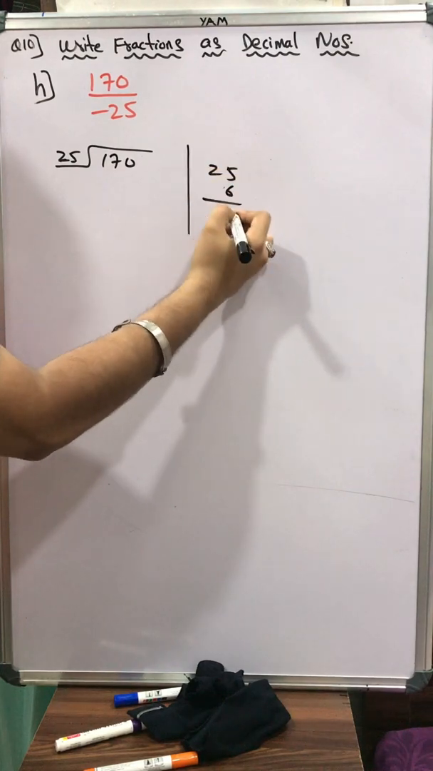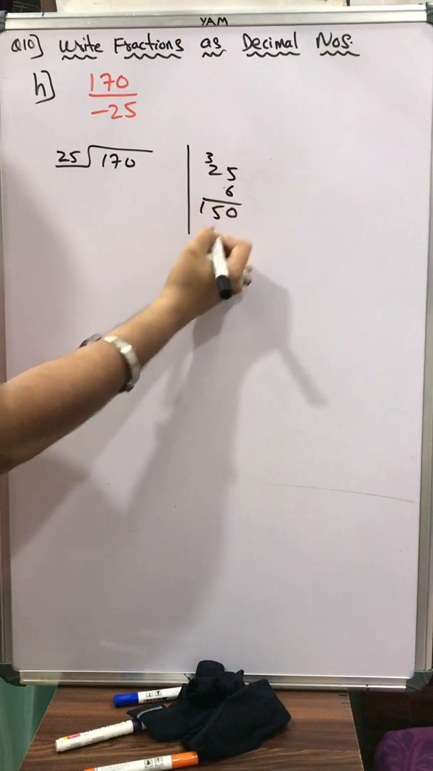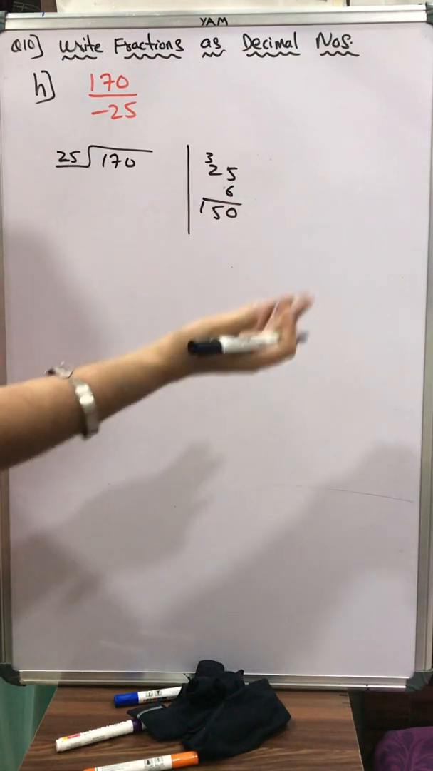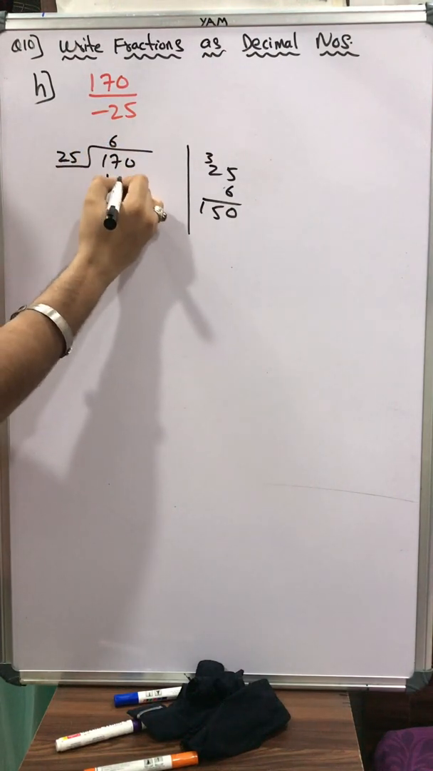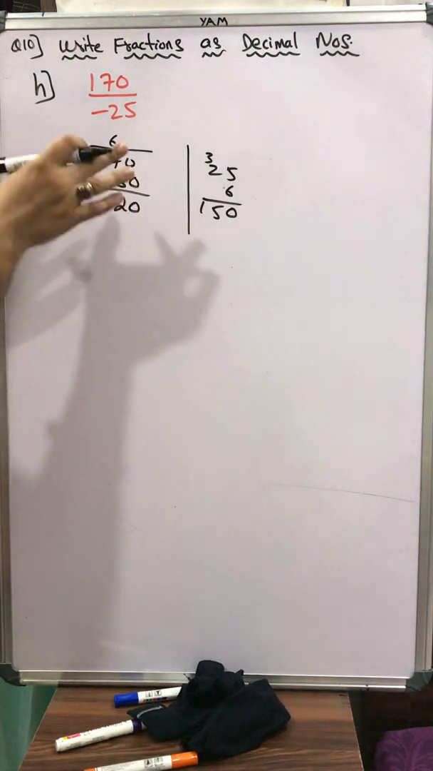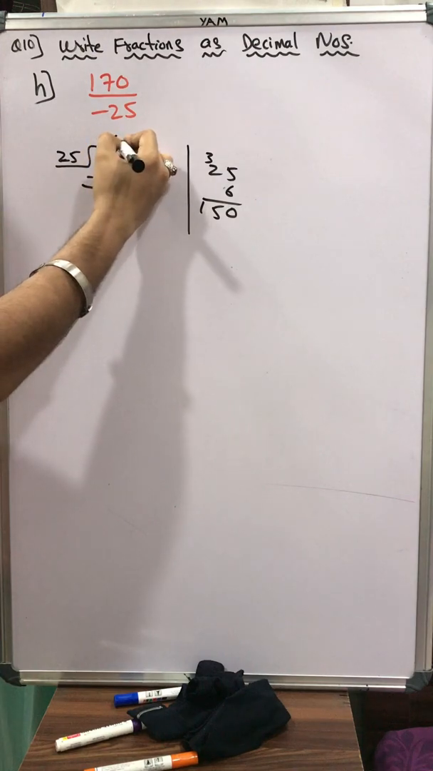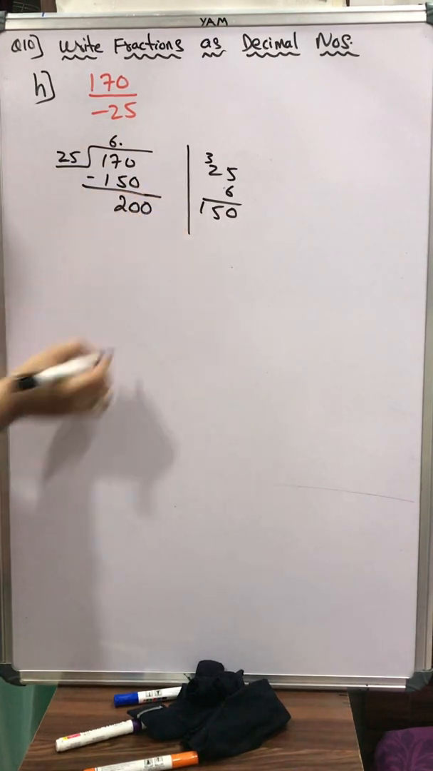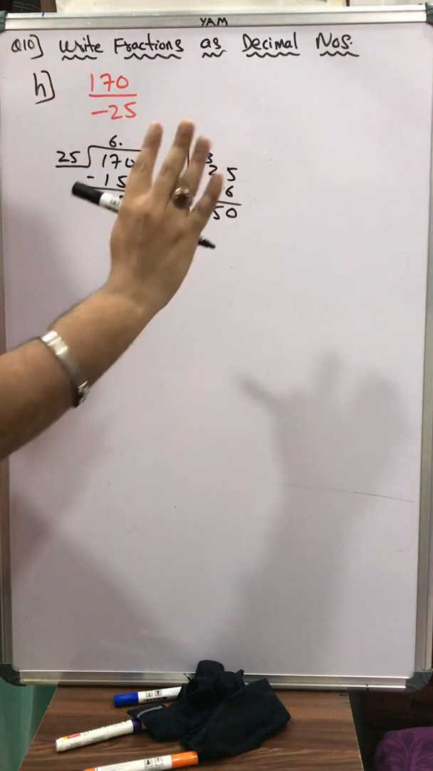25 6s, 6 5s, it's 30. Carry over 3. 6 2s, 12, 13, 14, 15. And if I add one more 25, it goes to 175, but here it is 170. So 25 6s is just 150, minus, 20 is remaining. 20 is small as compared to 25. So now division cannot happen. So I'll insert a decimal point. The moment I put a decimal point, I'll put a 0 here. Okay, hope you understood.